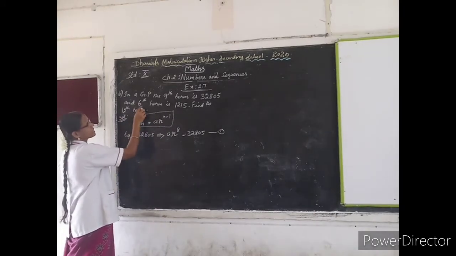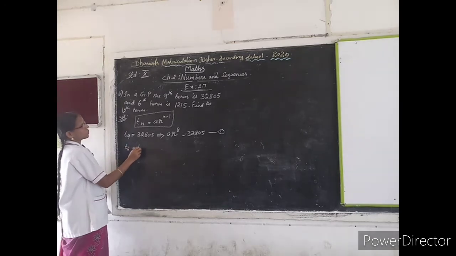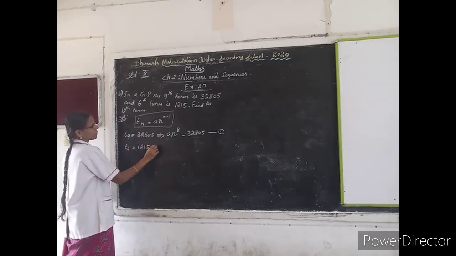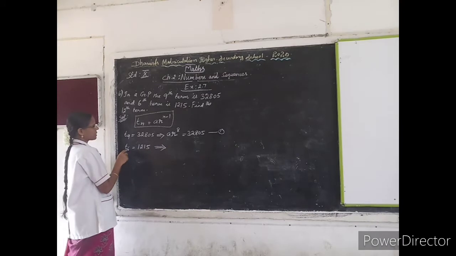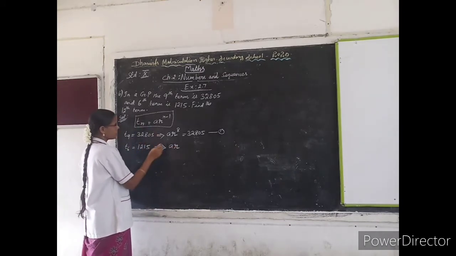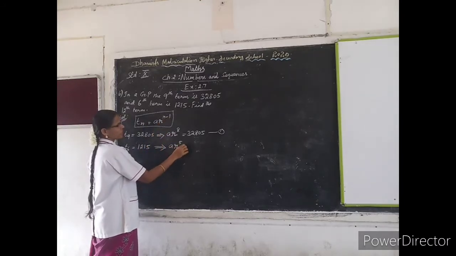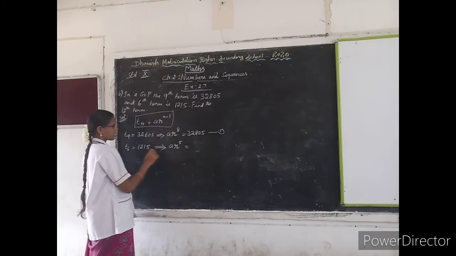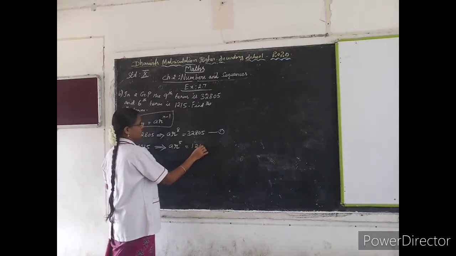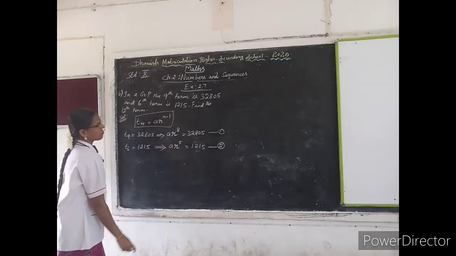Next, the sixth term is 1,215. That is T6 is equal to 1,215. For T6 use this formula A r power n, here n is 6. So 6 minus 1 is 5. A r power 5 is 1,215. This is our required second equation.